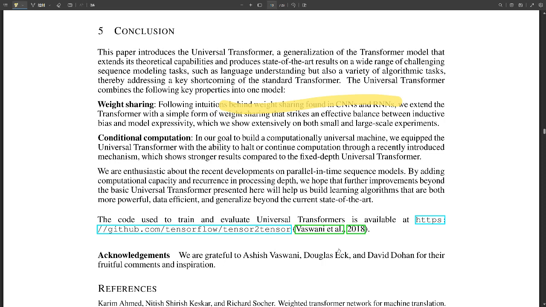Exactly. Yeah, the weight sharing between the cross attention... weight sharing and the cross attention. So what's the difference between these two?